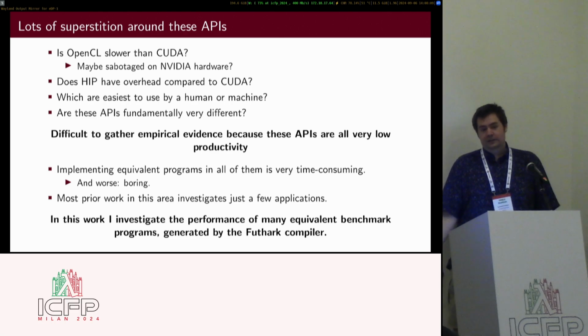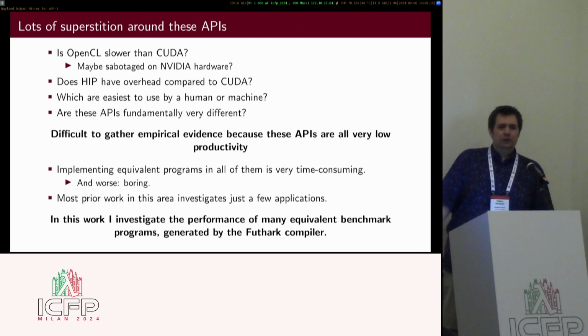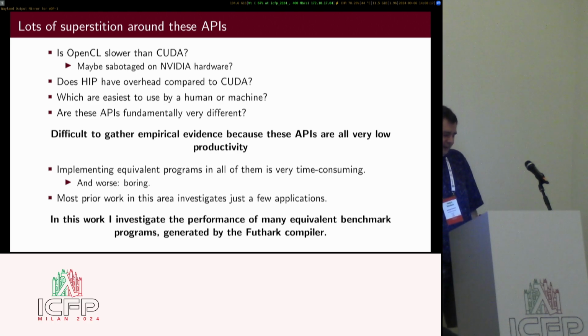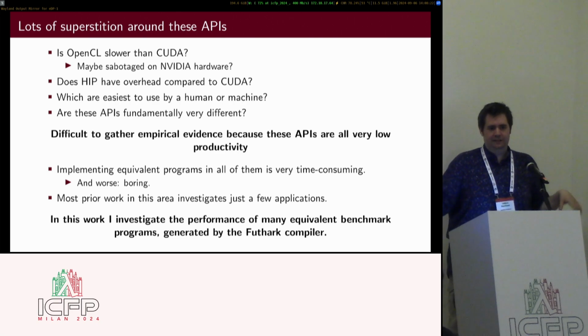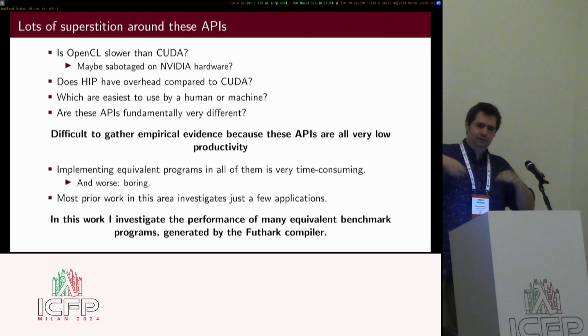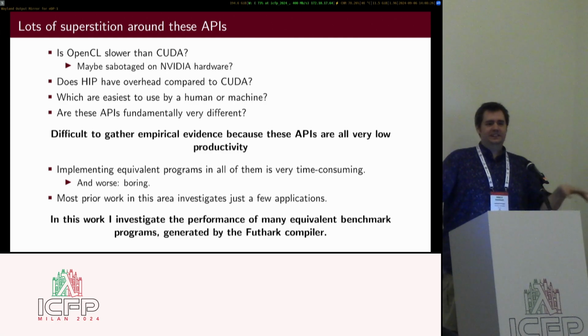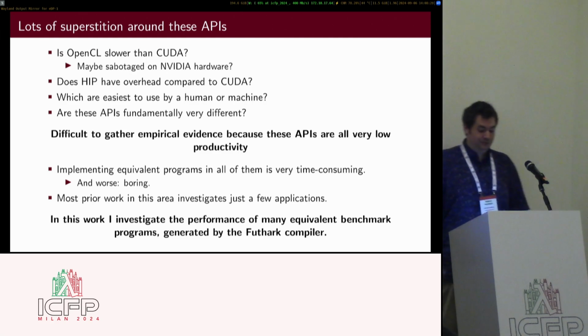So there has been work on investigating this stuff. In particular, OpenCL versus CUDA is a very popular subject of study. But they look at just a few applications, because there are not really that many applications that are equivalent but implemented using multiple APIs. Because again, it is super boring, and it is sort of an offense to human dignity to actually do that, because it is really a waste of human time.